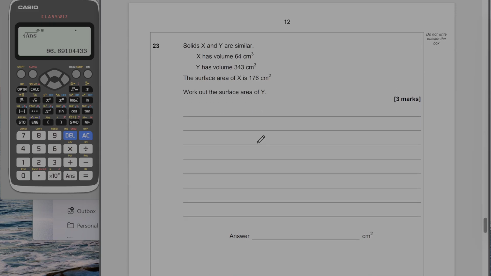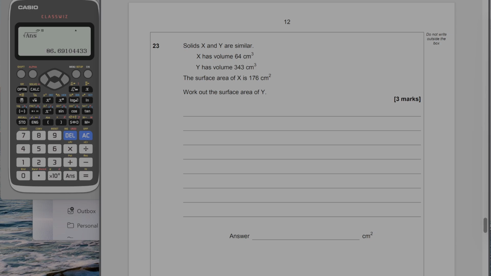Okay, solids X and Y are similar. X has a volume of 64 centimeters cubed. Y has a volume of 343 centimeters cubed. The surface area of X is 176, work out the surface area of Y.